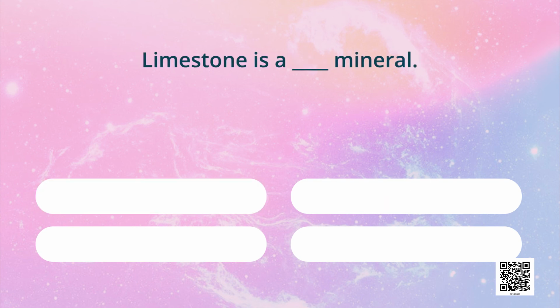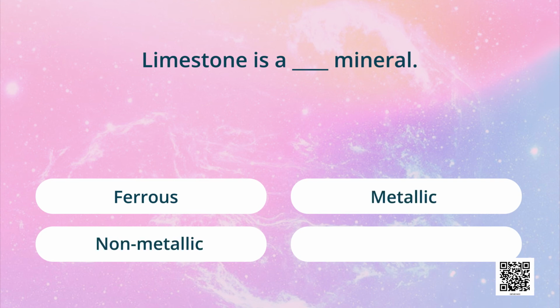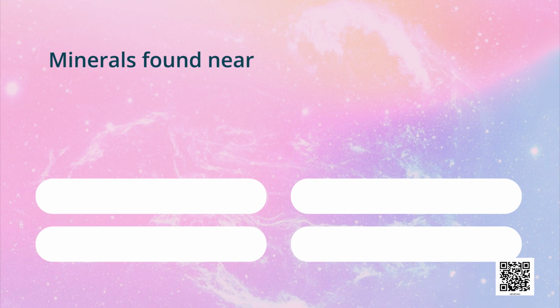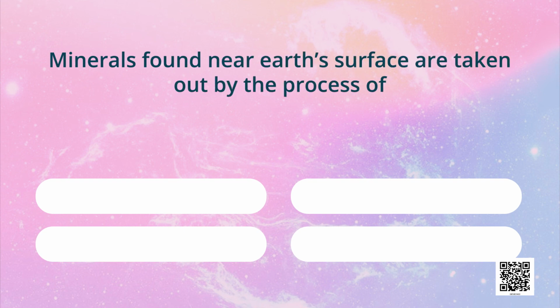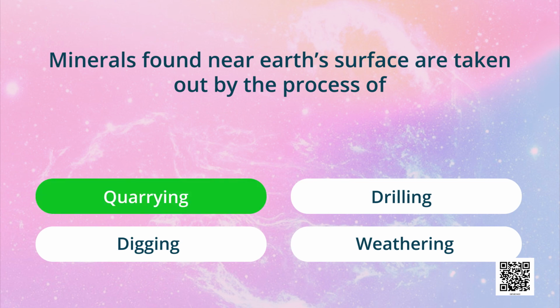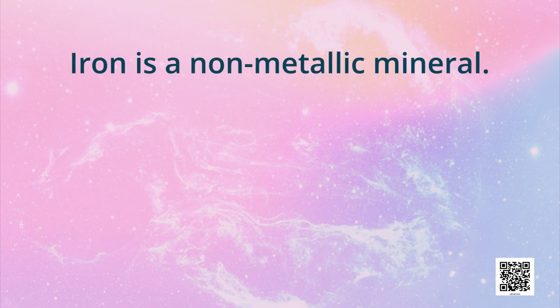Limestone is a dash mineral: ferrous, metallic, non-metallic, or non-ferrous. Limestone is a non-metallic mineral. Minerals found near Earth's surface are taken out by the process of quarrying, drilling, digging, or weathering. Yes, it is quarrying. Now, there are certain statements here. You have to tell me if they are true or false. Iron is a non-metallic mineral. No, it is false. Iron is a metallic mineral.